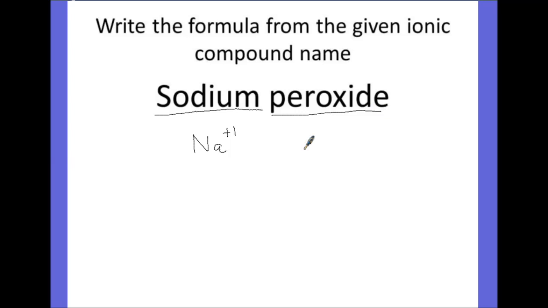What is the peroxide ion? It is O2 with a -2 charge. You simply cross your charges, so the 1 will come down here, the 2 will come down here, just like what we've been doing, and you say, okay, this is Na2O2.